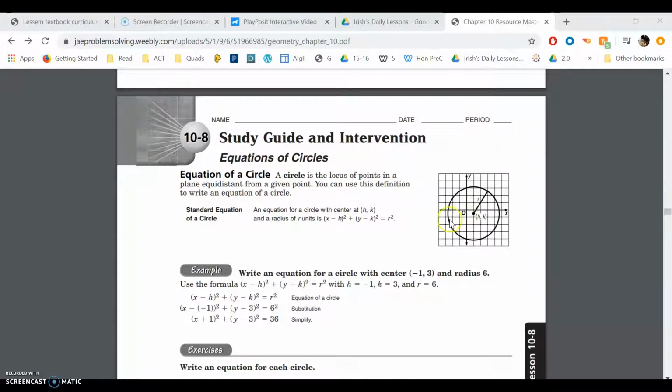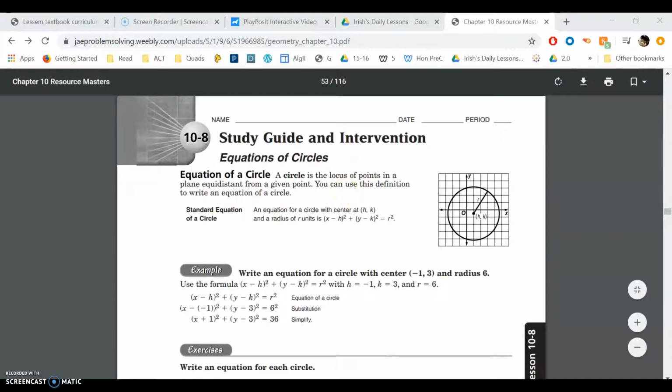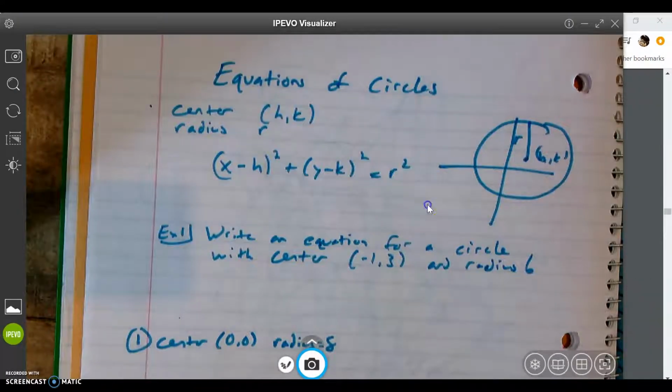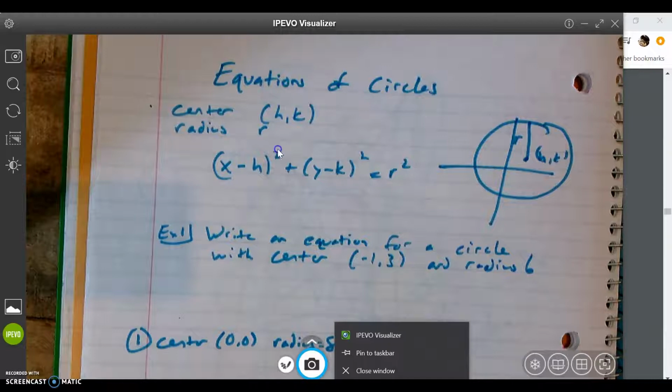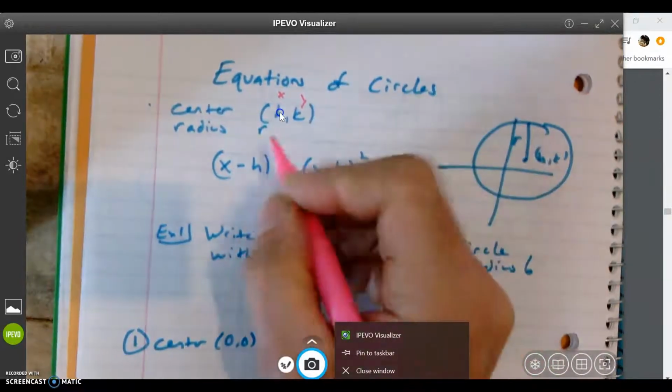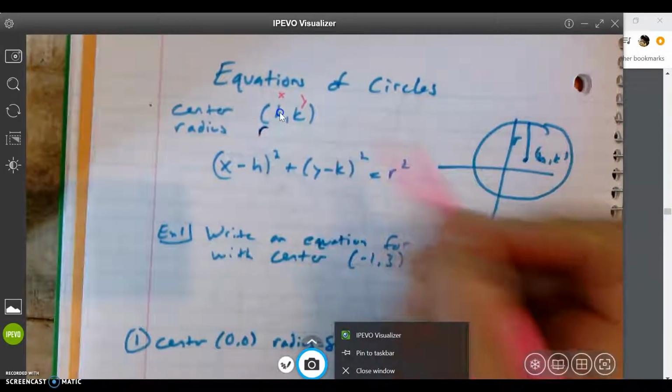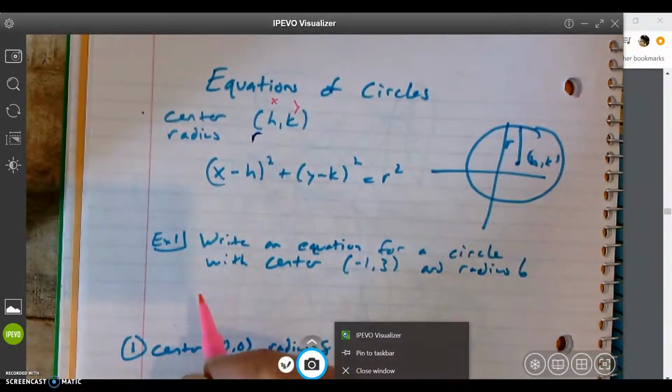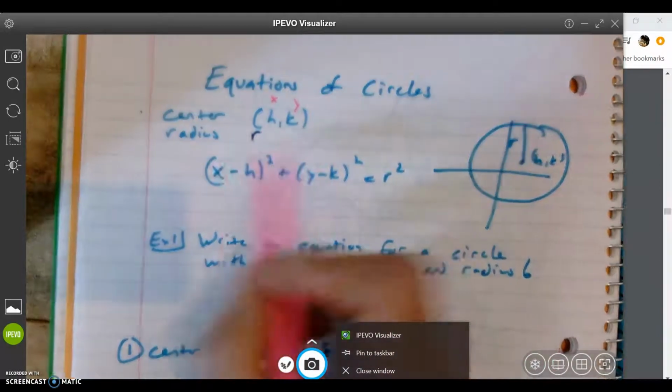All right, here we go. So basically what it says is this. There's your title, Equations of Circles today. The center is going to be (h, k). h is going to be the x, and k is going to be the y. And the radius is r, because it starts with r. Easy. Okay, no problem. So here is your equation.